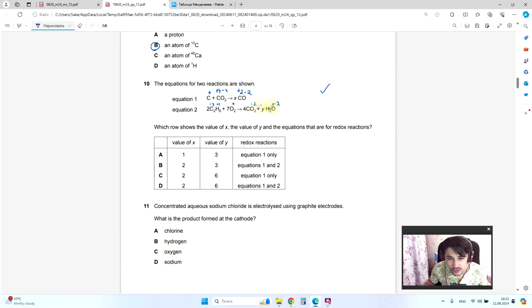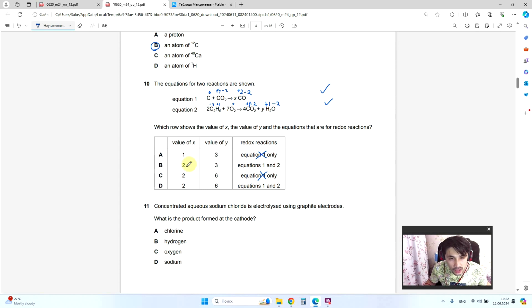So oxygen definitely has changed its oxidation number, so it gets reduced. So simply in hydrogen we have +1, +4 here. As you see, the oxidation number of carbon has changed, so it's also a redox reaction. So equations 1 and 2 are redox reactions, so you can cancel out options A and C.